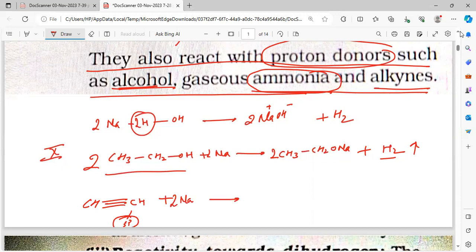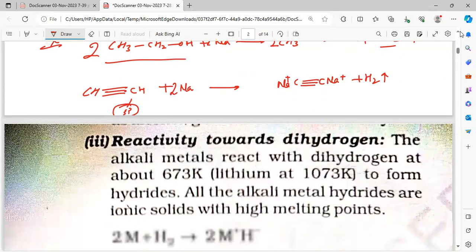So what will it give? Na+, here is C triple bond C, here is Na+, and what will it give? Hydrogen gas. So it is also reacting with the alkyne. The reaction with ammonia we will discuss under a separate heading. Let us first discuss the reaction with ammonia.